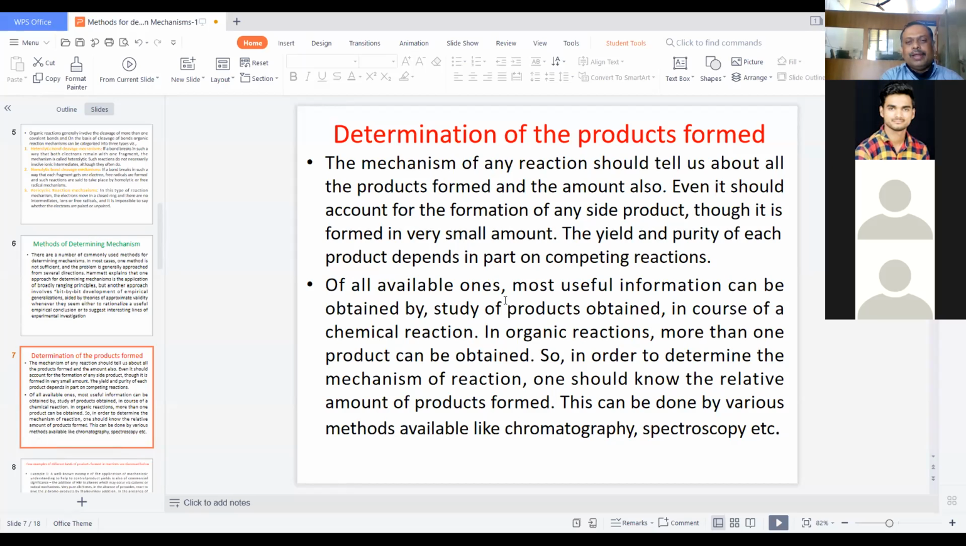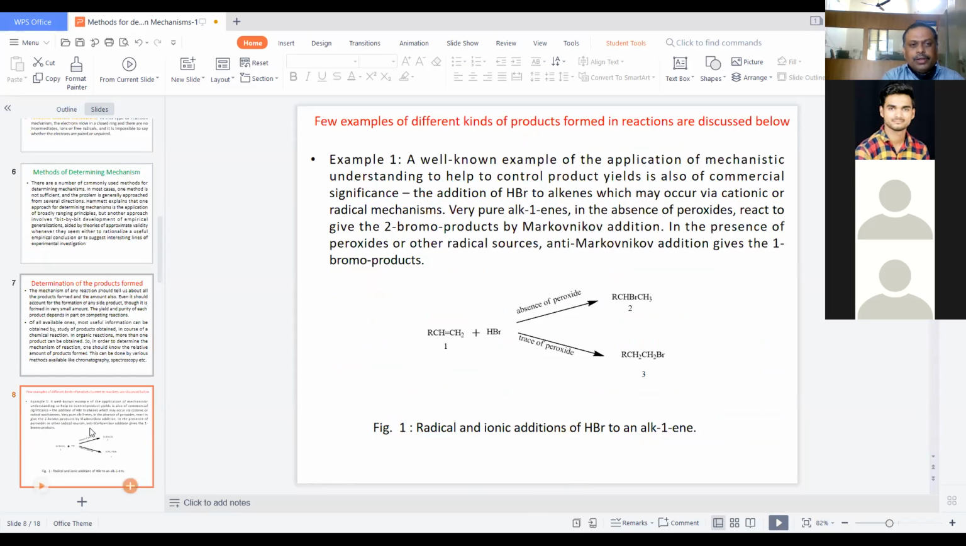Of all available ones, most useful information can be obtained by study of products obtained in course of a chemical reaction. In organic reactions, more than one product can be obtained. So in order to determine the mechanism of reaction, one should know the relative amount of products formed. How much amount of product A, product B is formed, we should know, and this can be done by various methods available like chromatography and spectroscopy etc. And how to determine the amount of product? We determine the amount of product using chromatography as well as the spectroscopic methods. Examples for this.